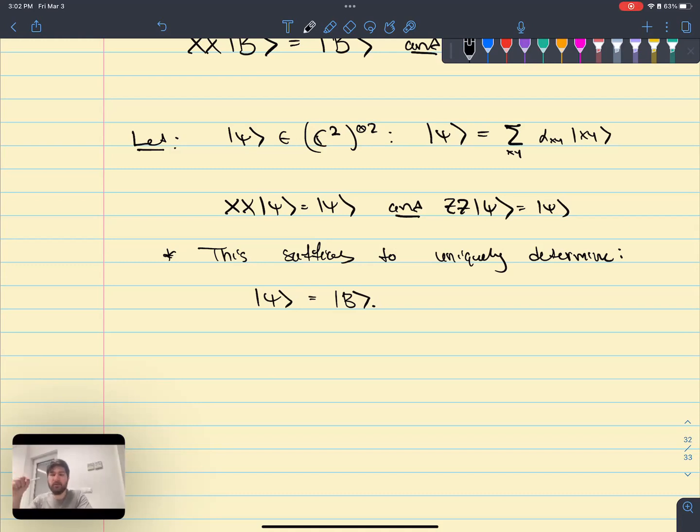Normally you would need 2 to the n parameters, complex numbers. And here now you just need a linear number of bit strings, just telling you which Pauli operators. Okay.